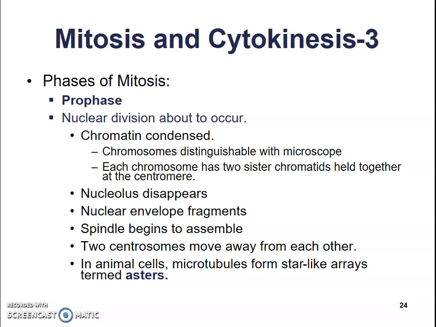The nuclear envelope starts to break down, because remember that's what holds all the DNA in that central region. Well, if we want to move the DNA, if we want to move the chromosomes, we've got to get rid of that nuclear envelope. The spindle begins to assemble so those chromosomes can be moved around. The 2 centrosomes move away from each other. In animal cells, the microtubules form a star-like array called asters.